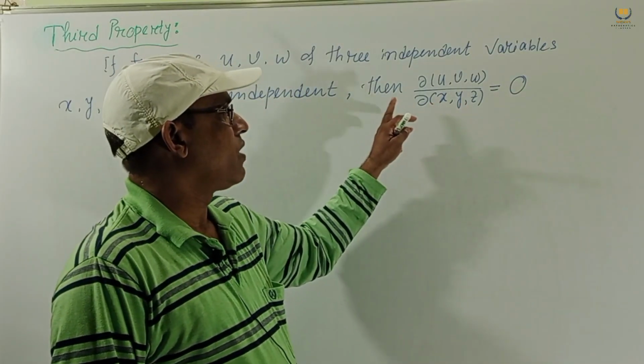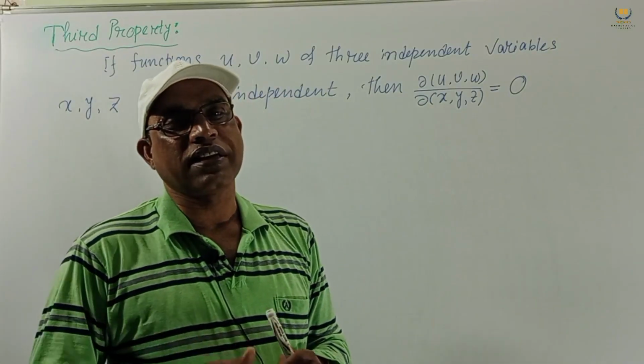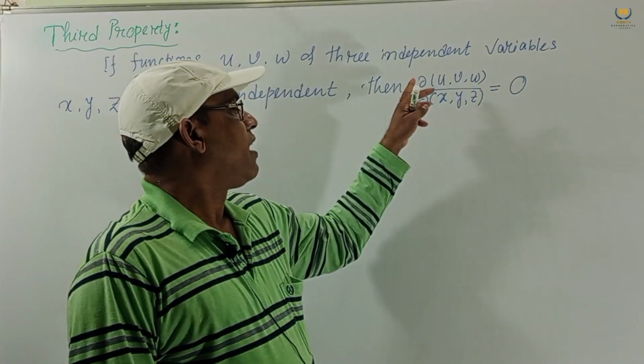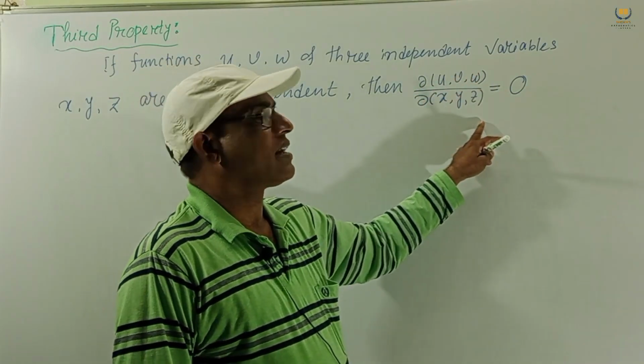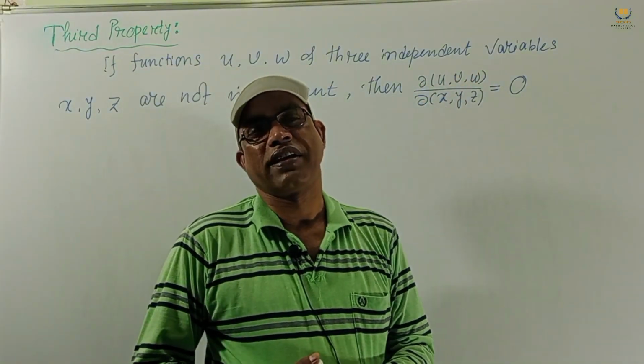u, v, w are independent but x, y, z are not independent. Then if we take the Jacobian, ∂(u,v,w)/∂(x,y,z) equals 0. This is property 3.